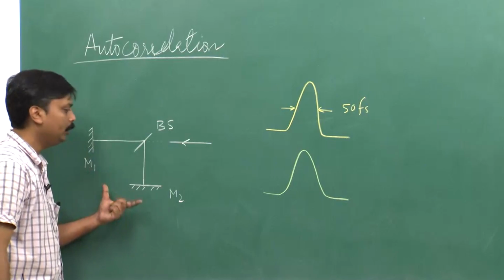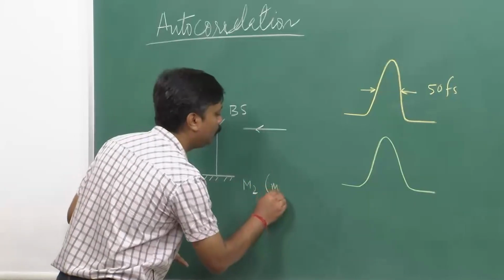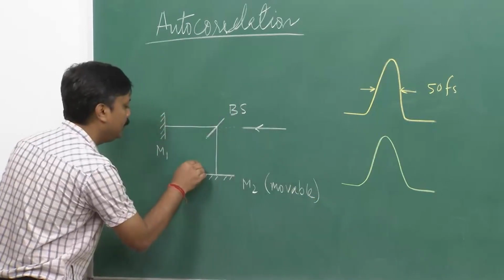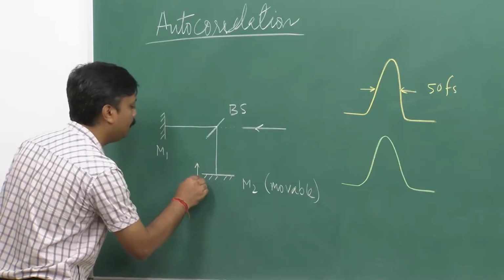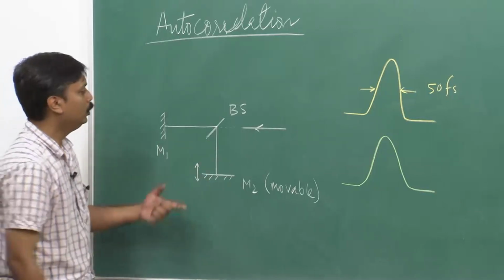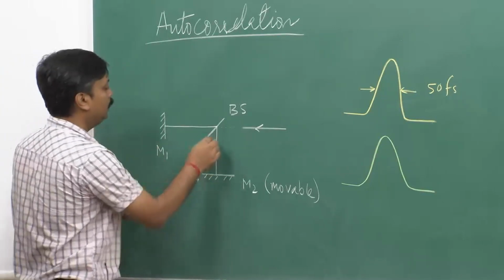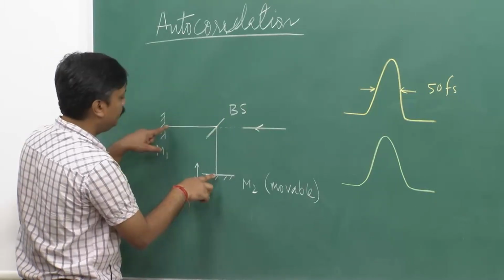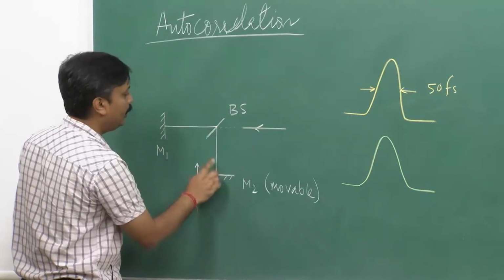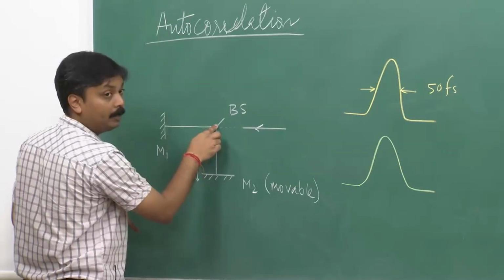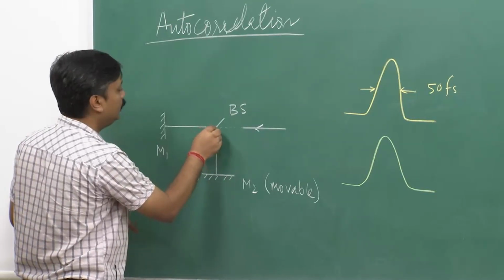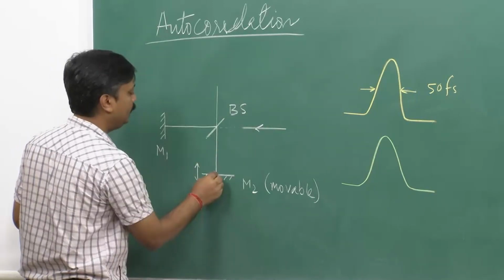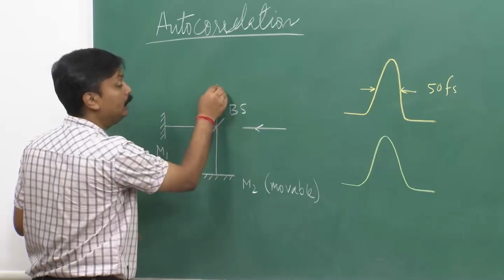Out of these two mirrors, if my M2 is movable, meaning it can be translated back and forth. So now these two lights which are split here will hit the mirror and again come back and meet here. After meeting here, this light will go in this direction, and this light of course will transmit through this and go in this direction.